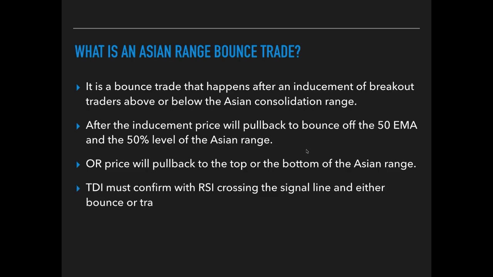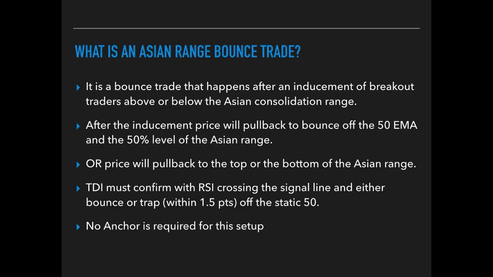Or the price will pull back to the top or the bottom of the Asian range. And what we look for is the TDI. It has to confirm with the RSI crossing the signal line and either bounce or trap within 1.5 points off of the static 50. Okay, and no anchor is required for this setup. Unlike the ID50, the 50 EMA bounce move, we don't require an anchor for this setup. So you don't need an anchor.